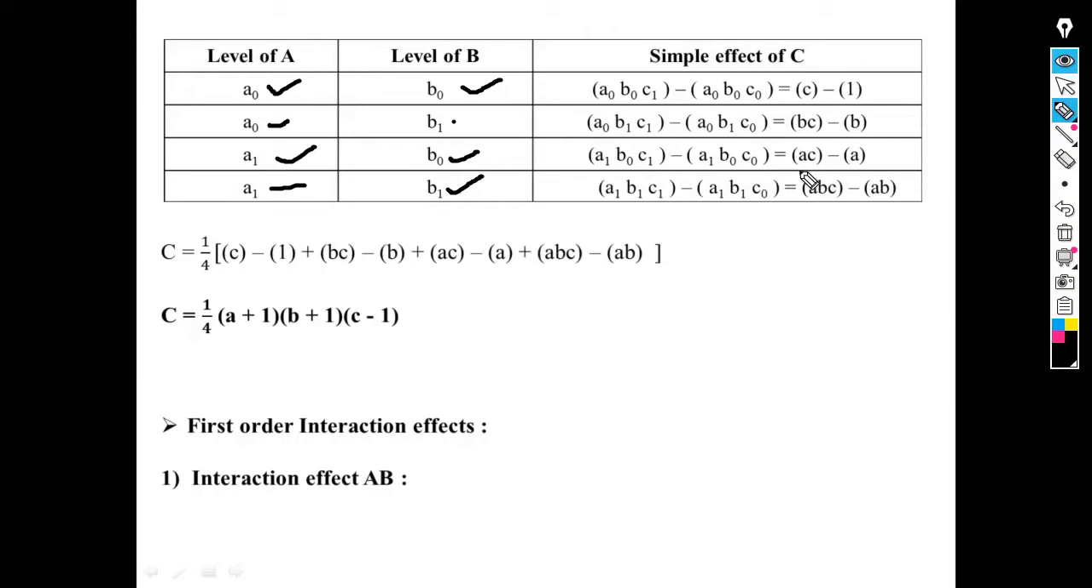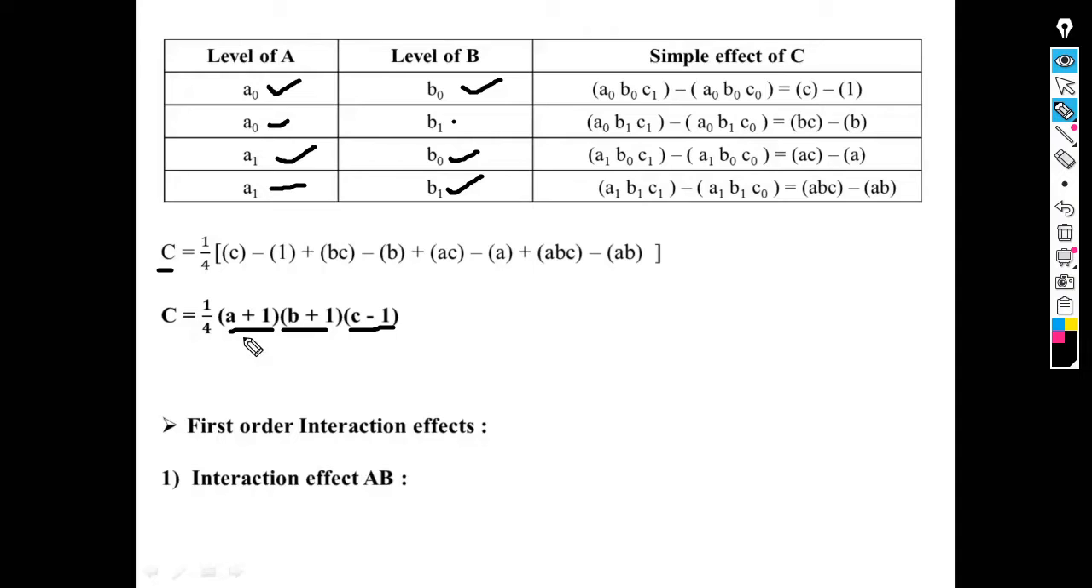So what is the main effect of C? The main effect of C is the average of the simple effects. So we take the average of these four simple effects. The main effect is denoted by capital C, and it is 1 by 4 times (c minus 1 plus bc minus b plus ac minus a plus abc minus ab). This can be written as C equals 1 upon 4 times (a plus 1)(b plus 1)(c minus 1). After solving these three brackets we get these terms. This is the easy and simple formula for main effect C.